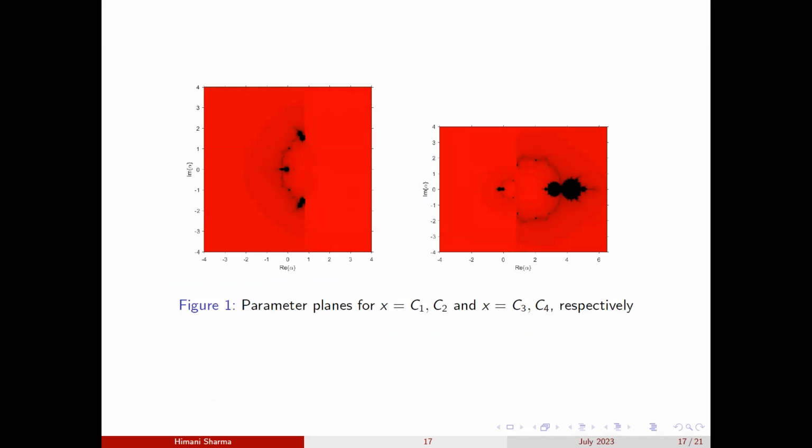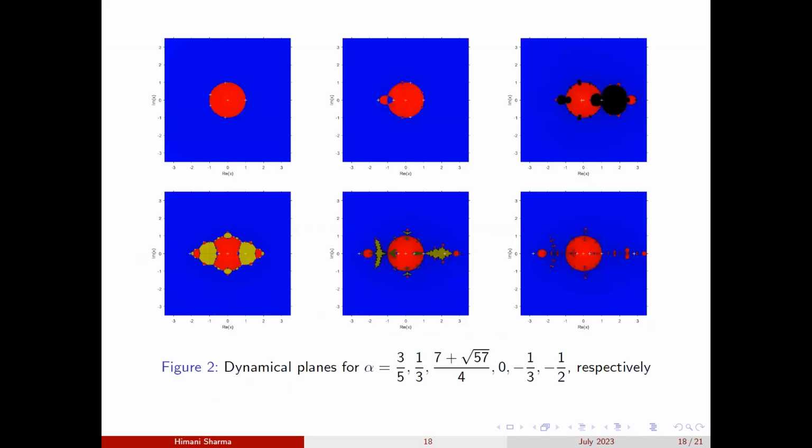For values of alpha inside the black areas, the method will not be converging, and the method will not be considered stable. And for values of alpha outside the black region, the method will show stable behavior. So these are some dynamical planes for different values of alpha. We can see the third plane, in which for this particular value of alpha we have black areas, so this method will not be considered stable.